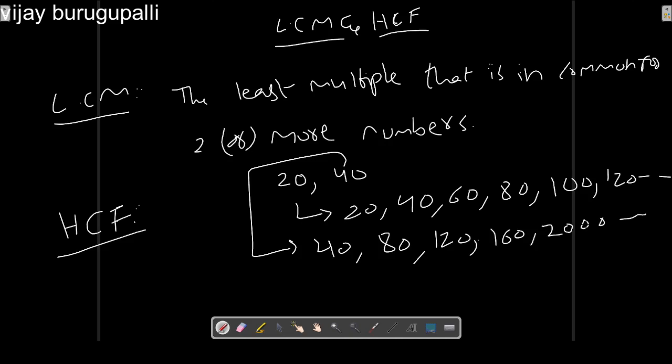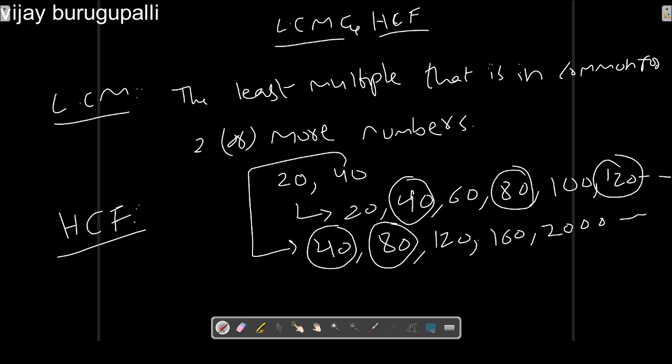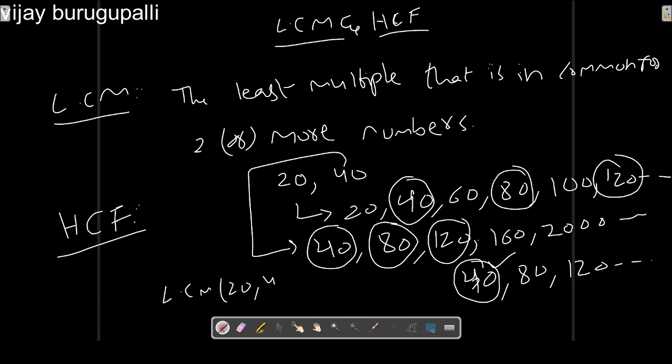Let's find out the common multiples of 20 and 40. Here 40 is common and 80 is common, 120 is common, and so on. So the common multiples of 20 and 40 are 40, 80, 120, and so on. Among these common multiples, 40 will be the smallest. That means 40 is less than 80 and 120. So 40 is the smallest among the common multiples. So LCM of 20 and 40 will be 40.